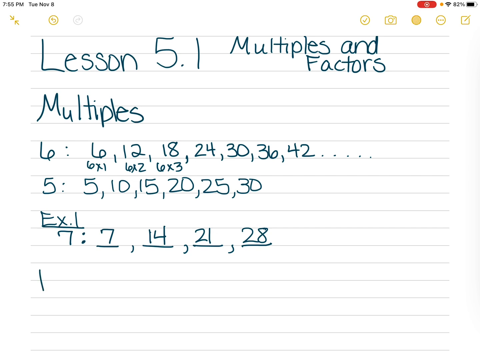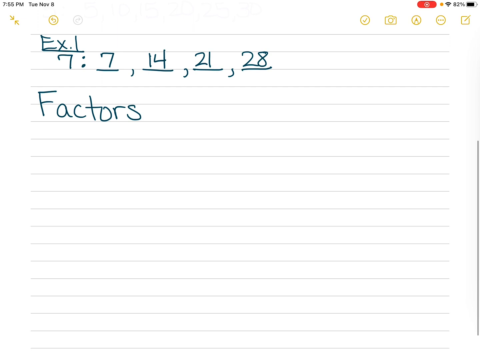Okay, the next one is factors. What are factors? Factors are the numbers that you multiply to get an answer. So let's say you have 3 times 7 equals 21. These 3 and 7 are the factors of 21, and 21 is called the product.